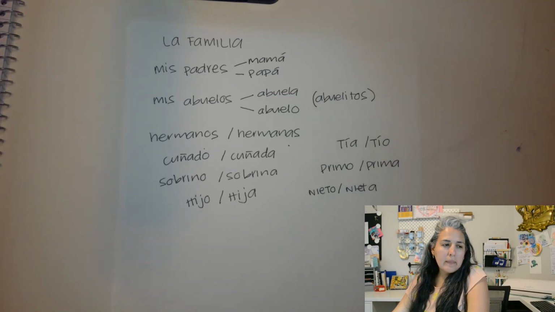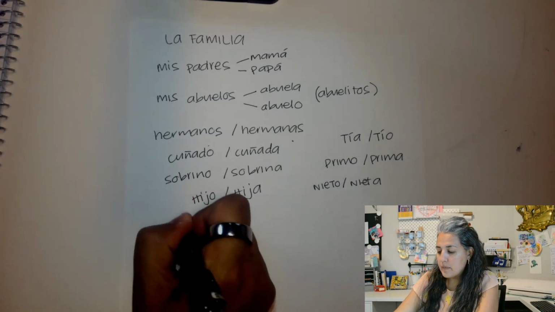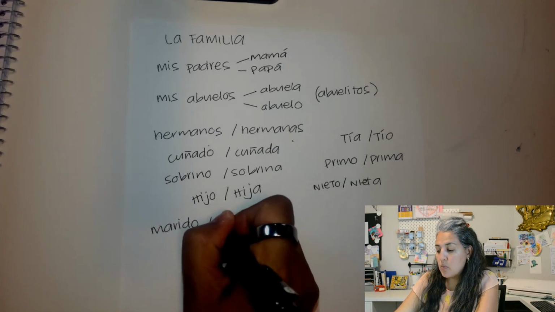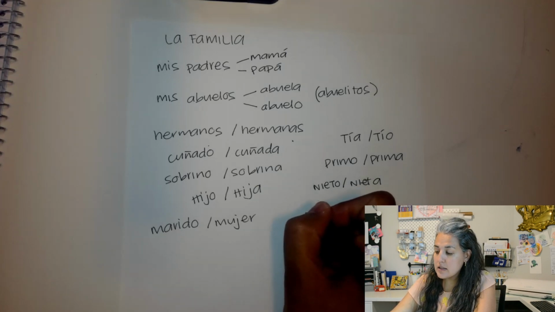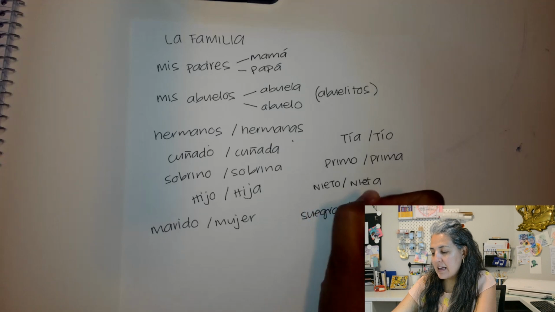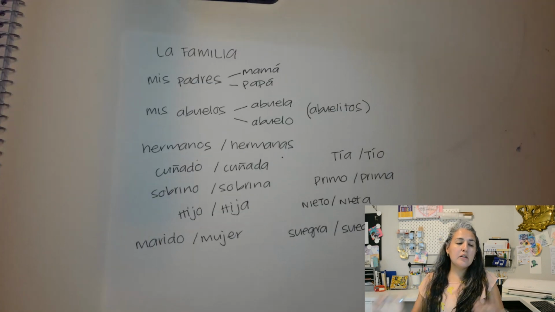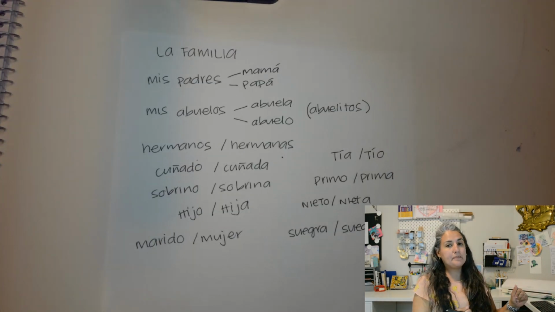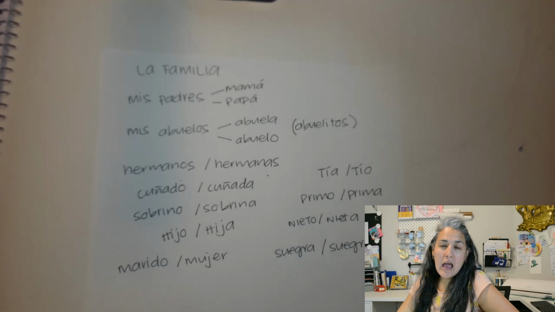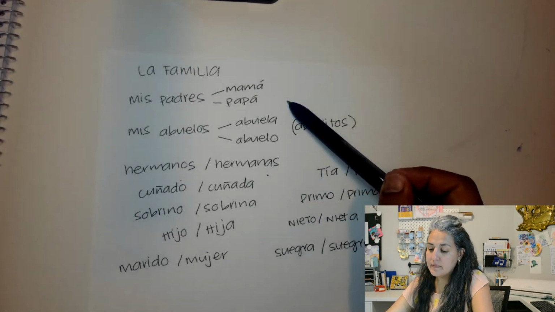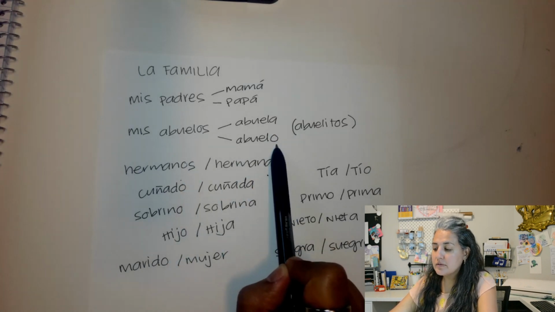Let's have a couple more. This is the basic family. Let's add husband and wife, marido, husband, mujer, wife, and your in-laws, suegra, suegro. So let's review a little bit the family members before we go to the family tree. La familia. Mis padres, mamá, papá, mis abuelos, abuela, abuelo, abuelitos.